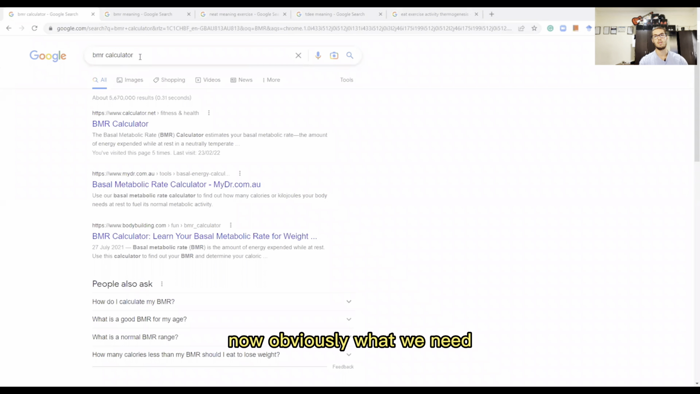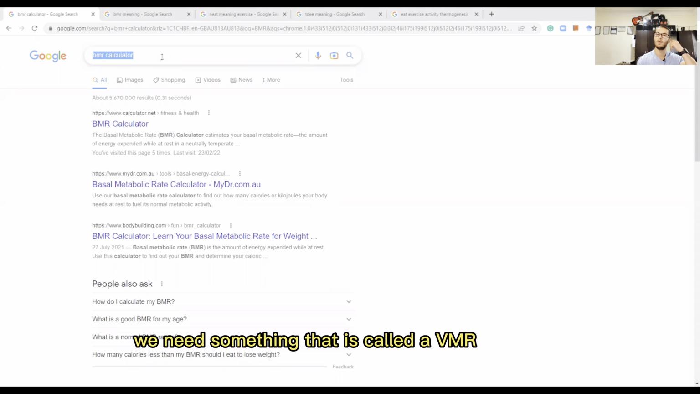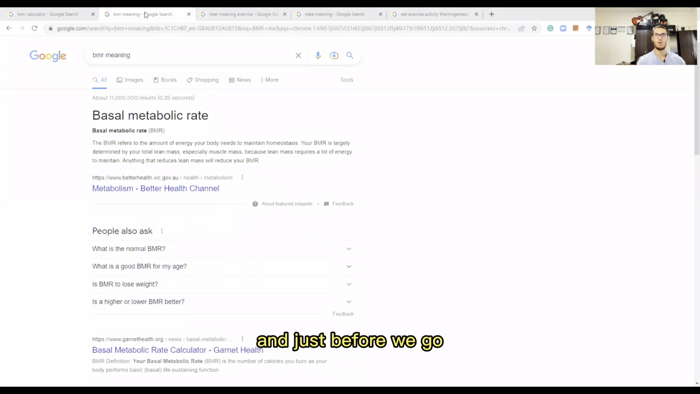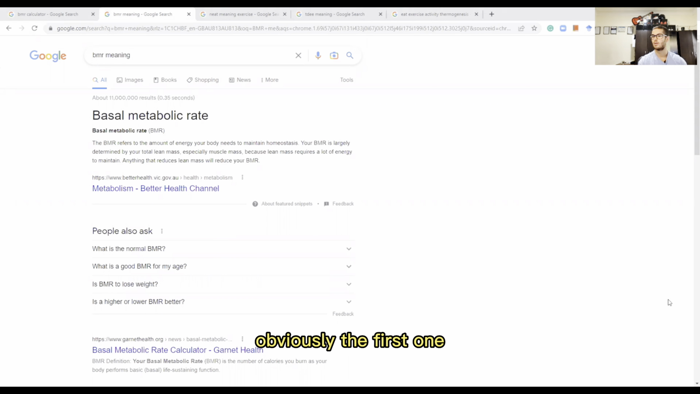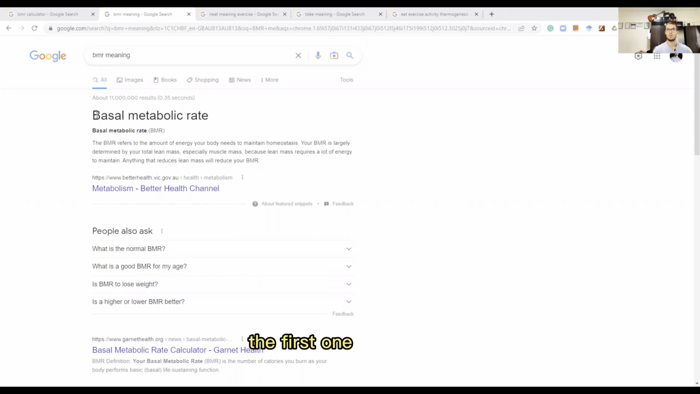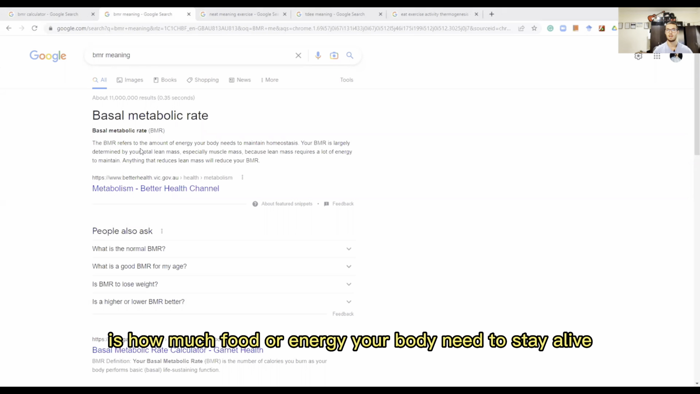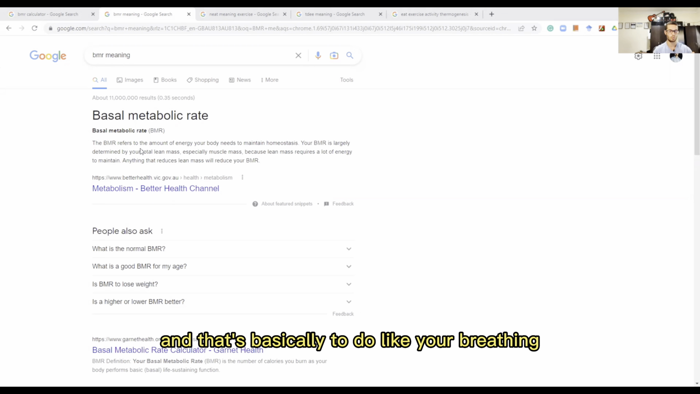Now obviously what we need is something called a BMR calculator. And just before, we'll go through a few definitions that we might need. The first one is the BMR, and the BMR stands for Basal Metabolic Rate. The BMR refers to the amount of energy that your body needs to maintain homeostasis. So essentially that means how much food or energy your body needs to stay alive. That's basically your breathing, your brain function, and your internal organ function, and it takes quite a lot of energy to do that.